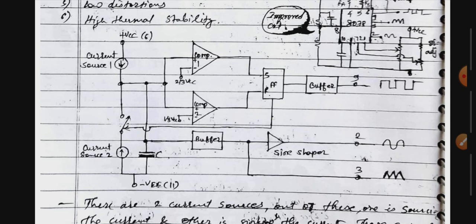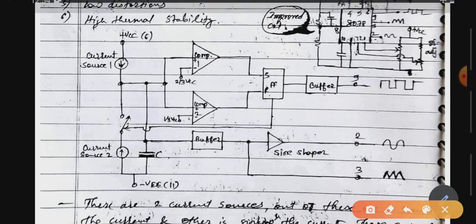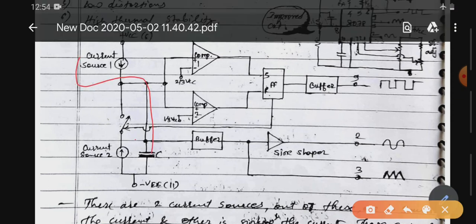The current source 1 drives the capacitor voltage above the positive reference level. When the power supply is connected, current source 1 charges the capacitor in this way, and it will be charged to the positive reference voltage. Therefore, when the capacitor voltage reaches above 2/3 VCC, which is the reference voltage for comparator 1, comparator 1 sets the flip-flop. So as soon as the capacitor voltage crosses this 2/3 VCC, comparator 1 sets the flip-flop.